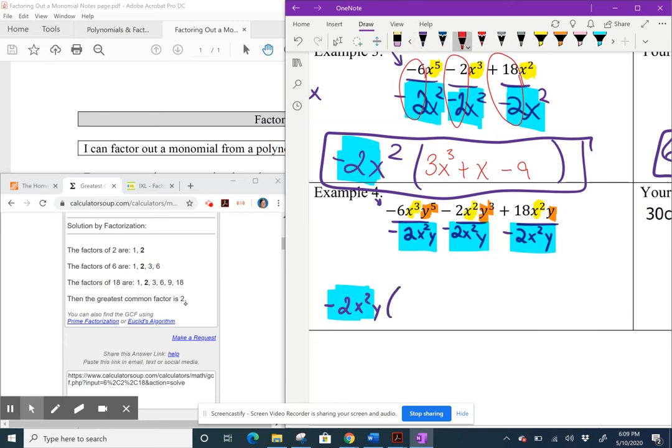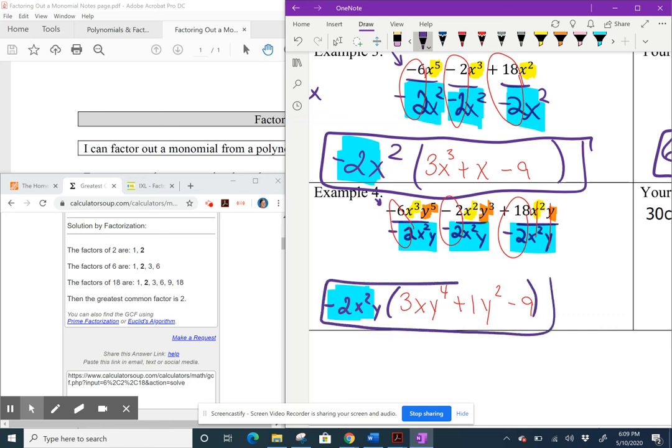Take your time. Negative 6 divided by negative 2 gets you 3. X to the 3rd divided by x squared gets you x. Y to the 5th divided by y gets you y to the 4th. Negative 2 divided by negative 2 gets you that positive 1. X squared and x squared goes away, and we're left with y squared. And then 18 divided by negative 2 gets you minus 9. X squared and x squared goes away. Y and y goes away. So all you're left with for that last term is minus 9.